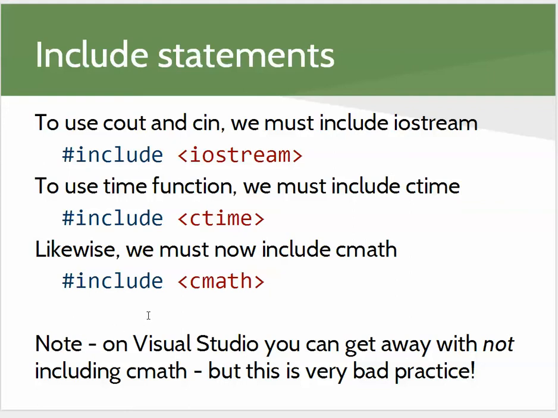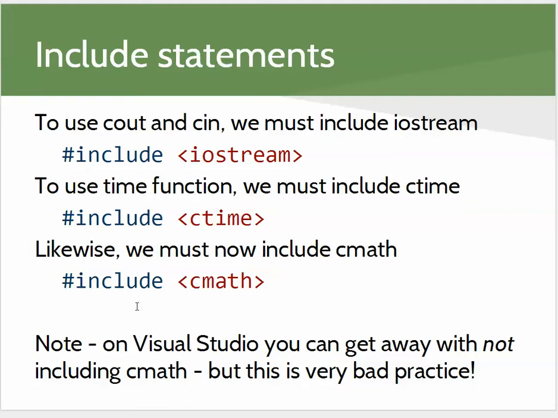Note that on Visual Studio, at least 2012 and 2013, the cmath library is automatically included. It's actually included through the iostream library. Try not to get used to that. Don't rely on that. You should always explicitly define all the libraries that you use in your C++ code. Other compilers will not automatically include cmath, and your code won't compile. So you want to keep on top of that.